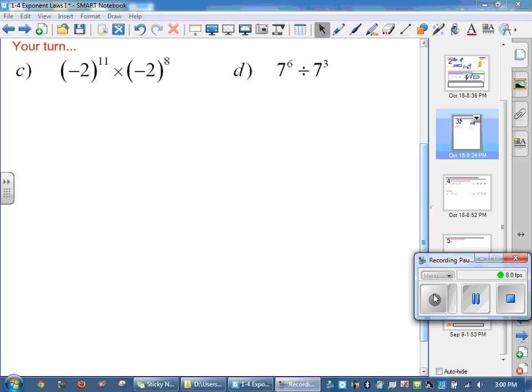Okay, now we're going to take these up. You notice you have the same base. So what do I get when I add my exponents? Hands up. What am I going to get? Desiree? 19, good. Negative 2 is my base, so it has to stay in brackets, and the 19 goes outside.